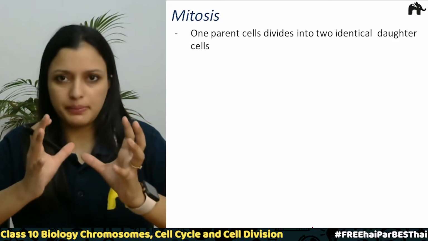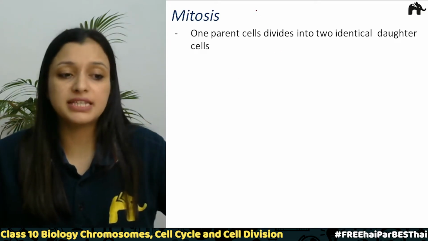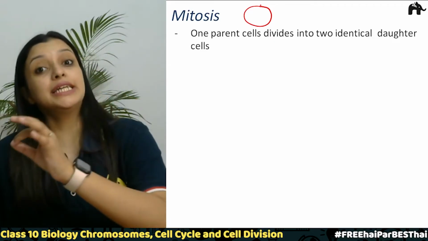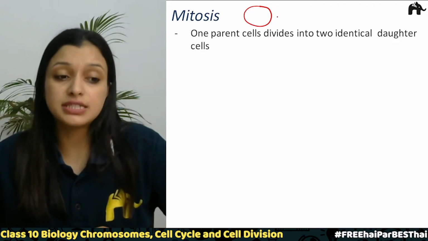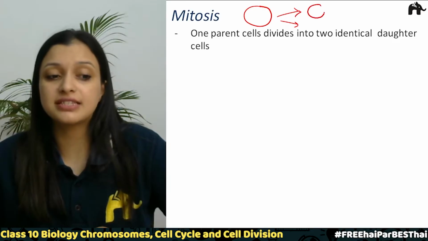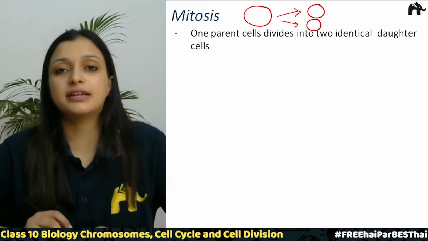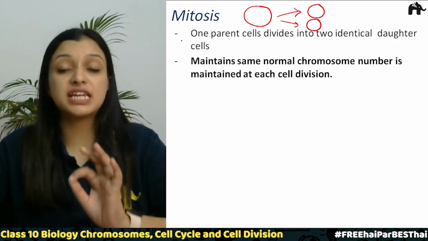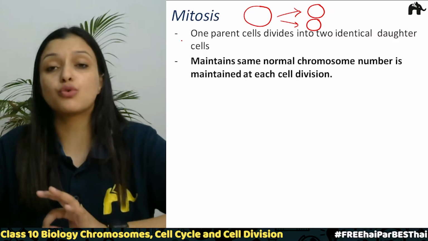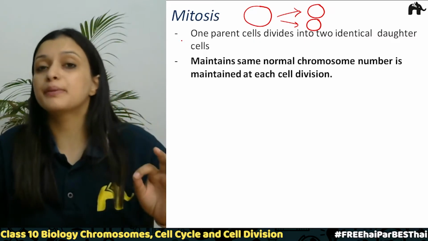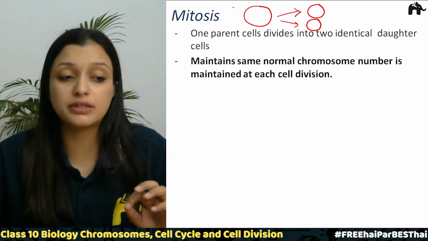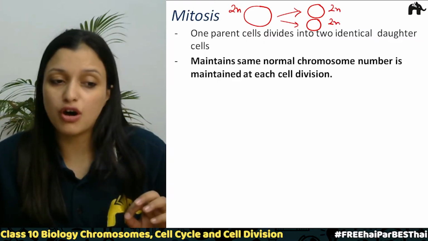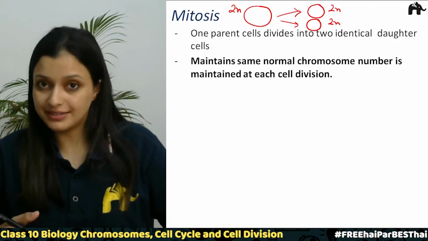There is one parent, so there will be a single parent cell. It will produce identical daughter cells. The daughter cells that are being produced are identical. Also it will maintain the same number of chromosomes as there are in the parent cell. So if the ploidy is 2n, the same will be in the daughter cells. So this is what we learned.